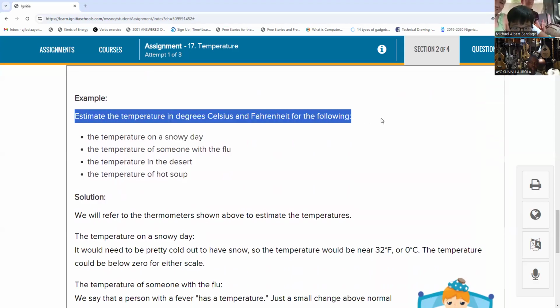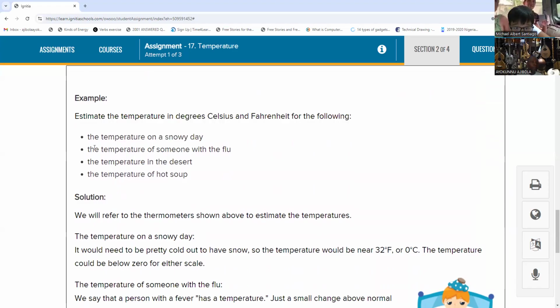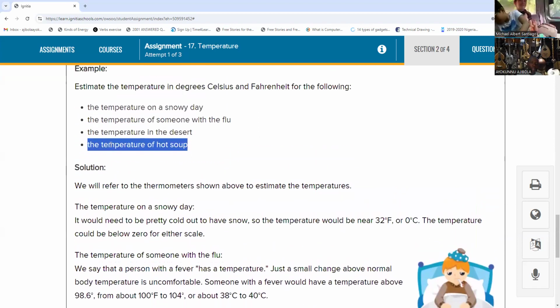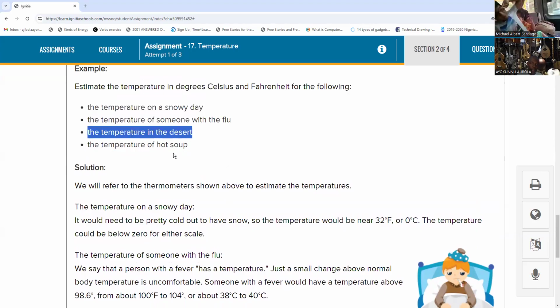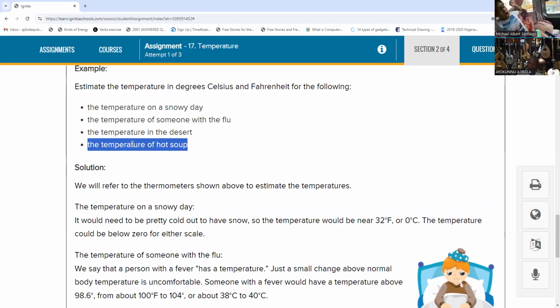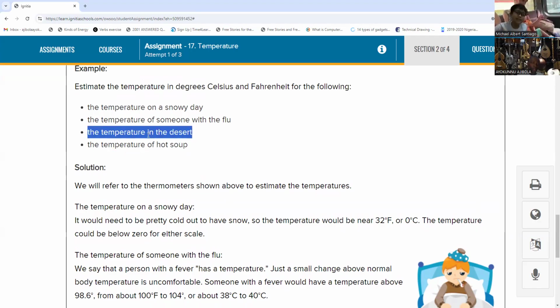Estimate the temperature in degrees Celsius and Fahrenheit: the temperature on a snowy day, the temperature of someone with a flu, the temperature in the desert, the temperature of hot soup. Okay, for hot soup, it's not going to be as hot as boiling water, so it's going to be below 100. But it's not going to be room temperature. Room temperature is around maybe 30 or something, so it's going to be above 30 and below 100. Then the temperature in the desert is pretty high, but not as boiling water. So it's going to be above that of a hot soup.